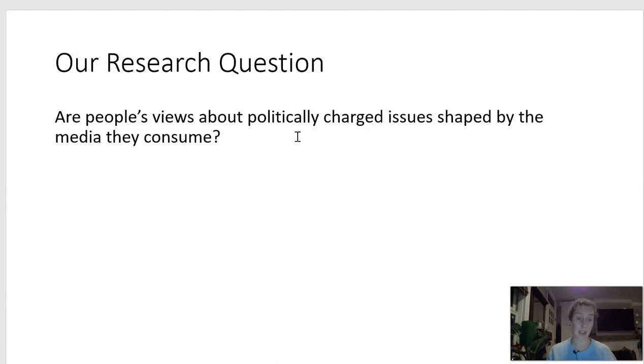The second problem with this is that it's not open-ended. You can answer this with a yes or a no. You can say, yes, people's views are shaped by the media they consume, period. It's also not very specific. So what media? How often, about what topics, what politically charged issues. It's also not very measurable because politically charged issues is very amorphous. What issues are we going to talk about, right? Okay, so let's take another stab at this, right?